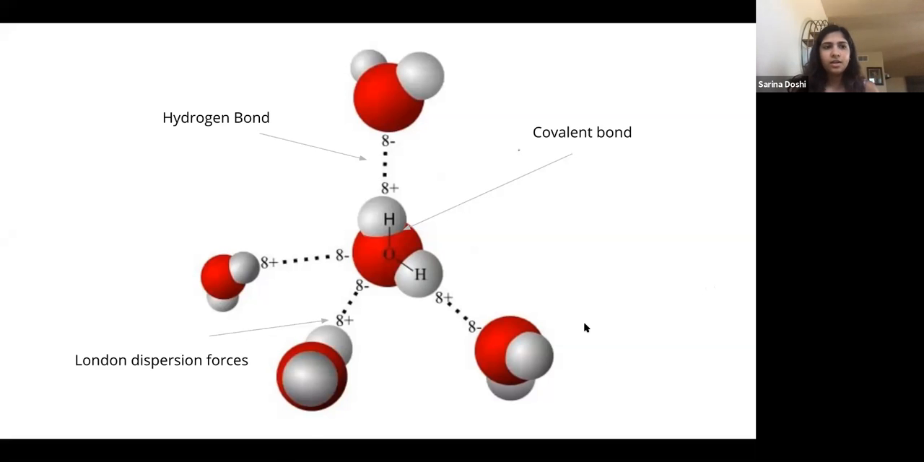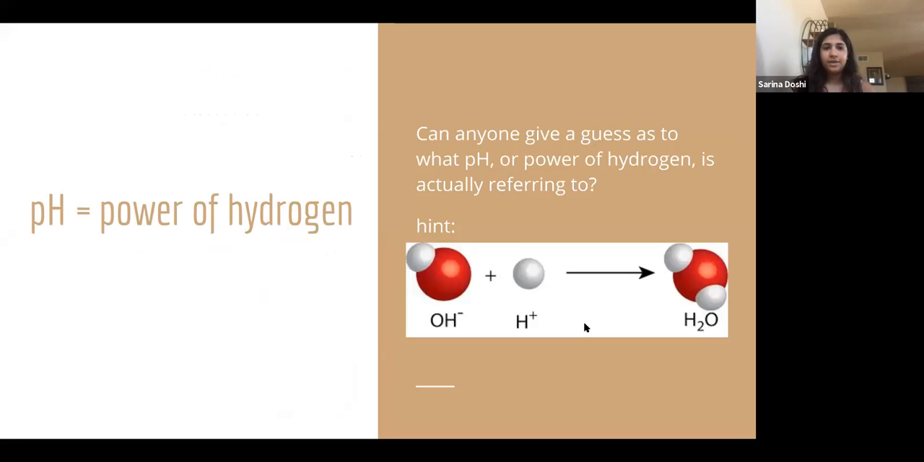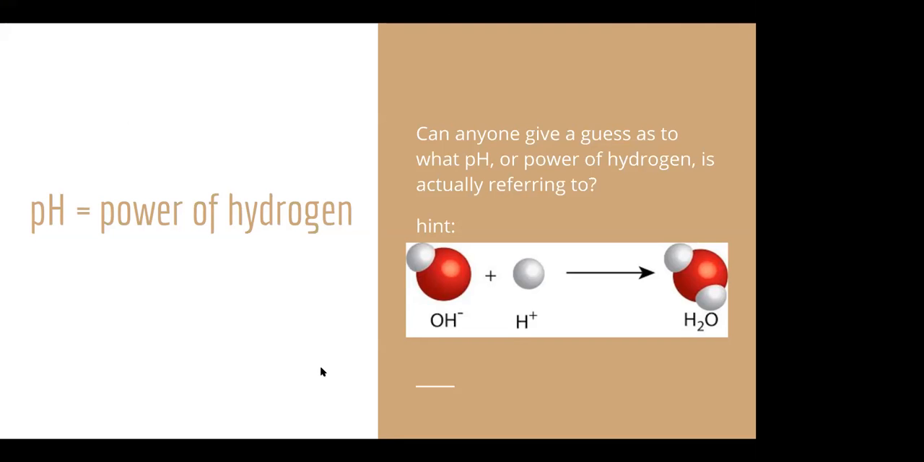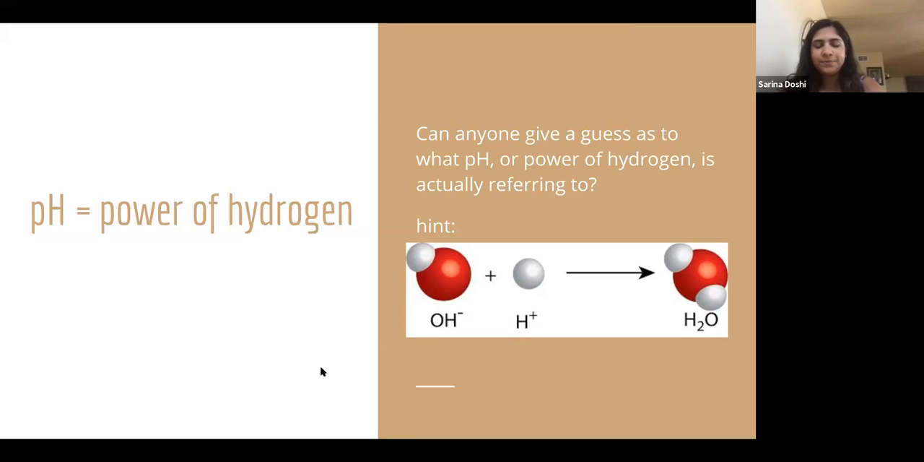Okay, so to keep going onto pH. pH is an abbreviation for power of hydrogen. Looking at the image below, which is actually kind of a terrible hint now that I look at it, can anybody give a guess at what power of hydrogen really means? The first. The first? What do you mean? Oh, the first power. Okay.